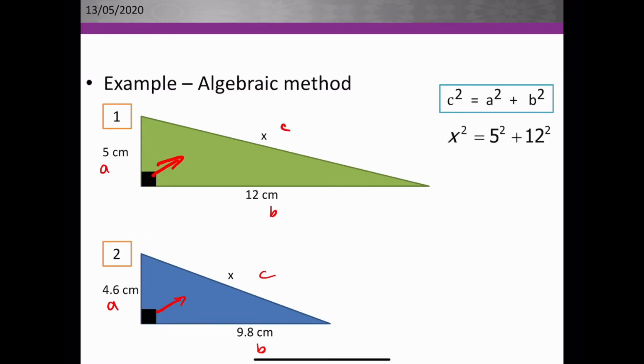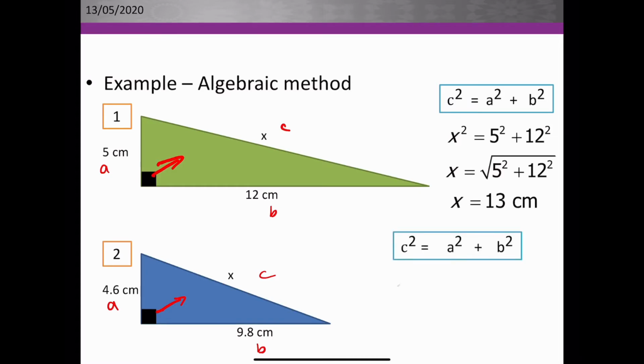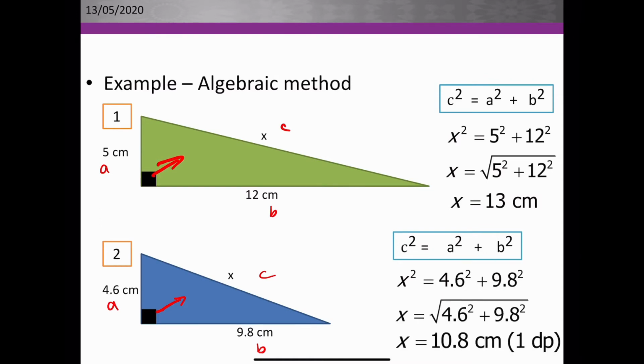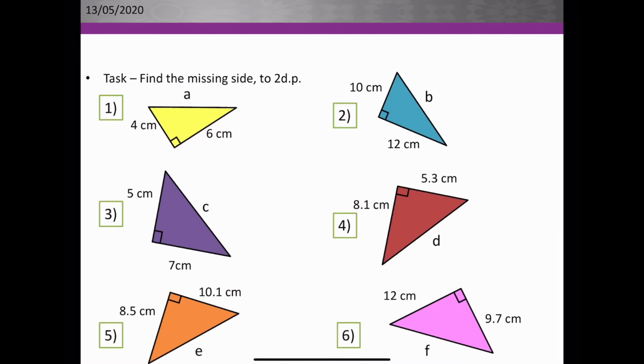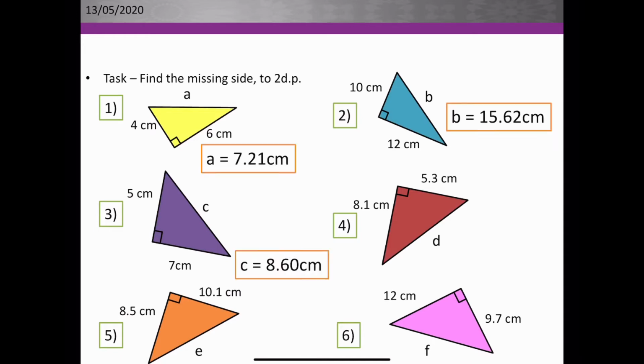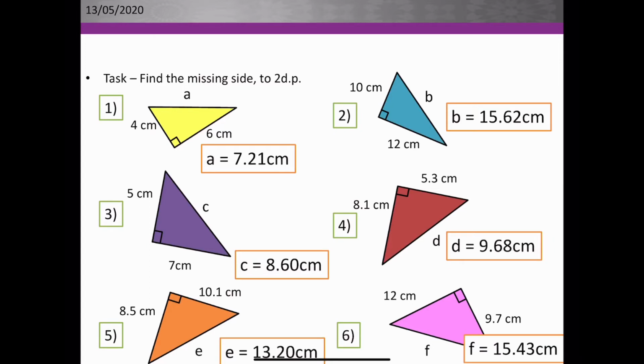So x squared equals 5 squared plus 12 squared. x is the square root of those two added together, so therefore 13. Same for the bottom one. So 10.8 to 1 decimal place. Now what I'd like you to do is pause the video and try any two questions. And let's mark it. So this is what you should have. These are to 2 decimal places.